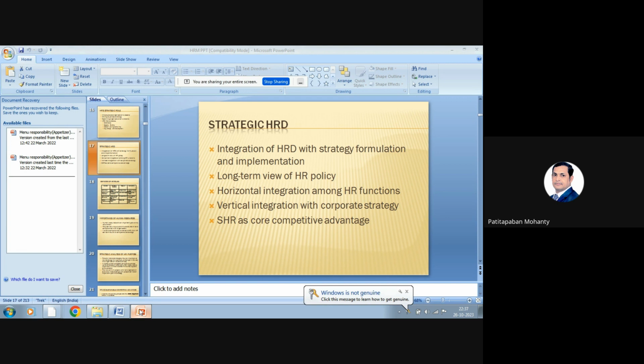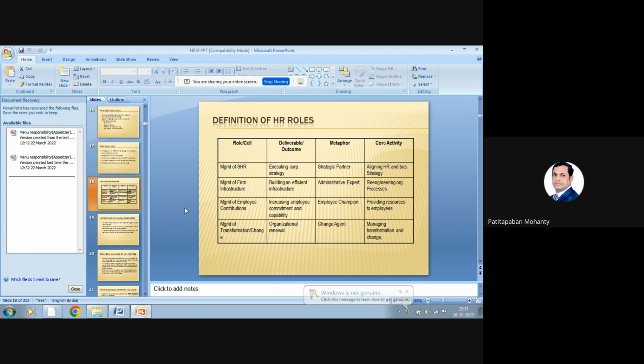Okay, so we'll go to the next slide. See, there is a particular table or chart showing the different HR roles, deliverables, or kinds of outcomes. Okay, so first one is your management of SHR. That deliverable or outcome is executing corporate strategy. And the metaphor means change agent, strategic partner. And what is the core activity? It's aligning the HR and the business strategy. That means it is connecting the HR with the business strategy. Okay, then the next is your management of firm infrastructure.